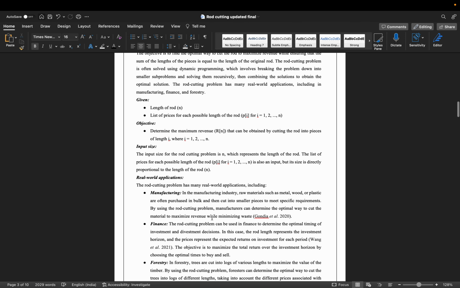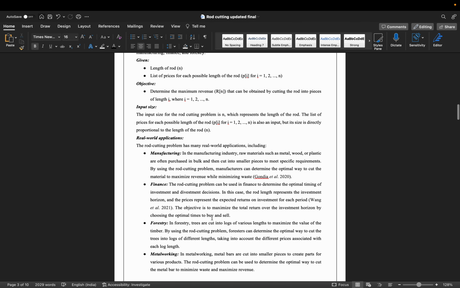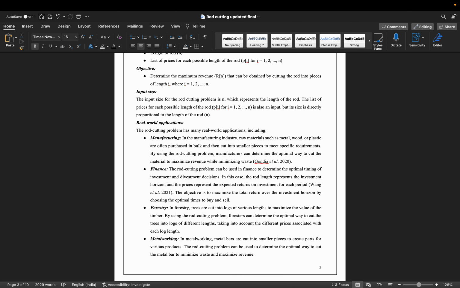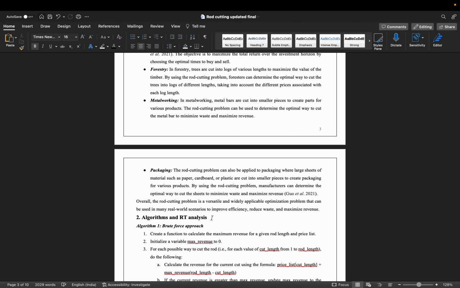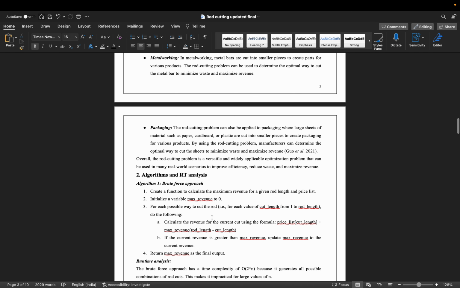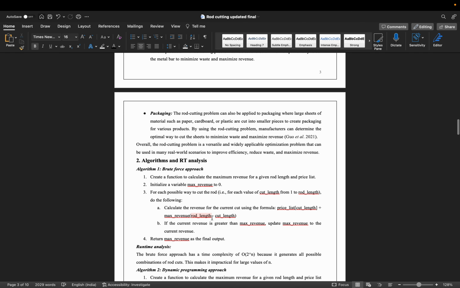So here we have some real world applications that include the manufacturing department, finance, industry, forestry, metalworking, and also packaging. And when we come to the algorithms, here I have taken two algorithms to implement this, and the first one would be the brute force approach. Here I have mentioned a few steps explaining how I implemented the algorithm.